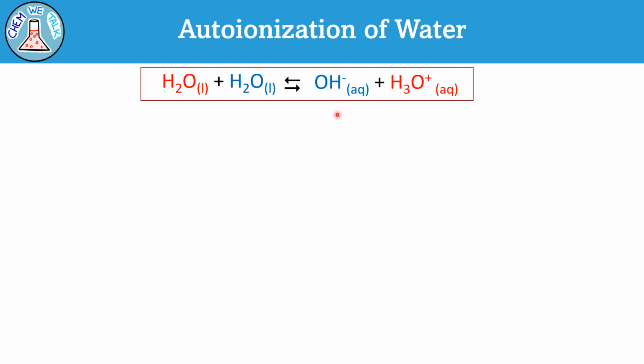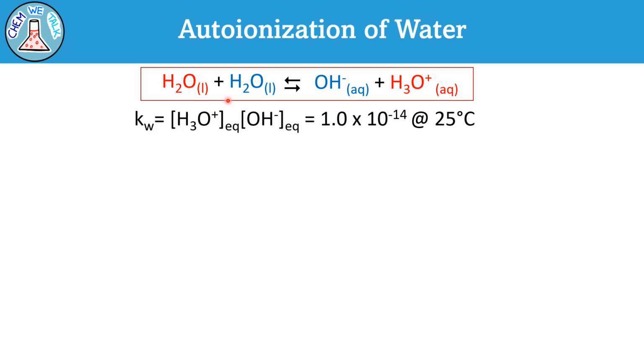All right, how would we calculate our K expression? It's just products over reactants, right? But in our case, our reactants are both liquids. So our K expression would simply be the product of our ions on the product side: H3O plus at equilibrium times OH minus at equilibrium. And we know that at 25 degrees C, which is where most problems are, Kw is 1 times 10 to the negative 14. Let's just do some manipulation here in the math and see what we get.